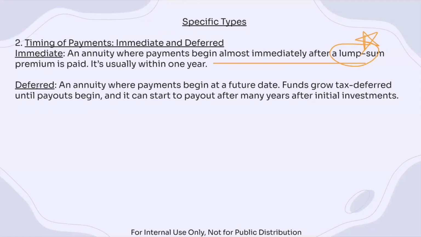But with deferred annuities, payments begin at a later time. And funds grow tax deferred, as I mentioned. That's important. What that means is that the funds grow, but they're not taxed until they're withdrawn. And so you can start paying out many years after the initial investments, maybe during retirement, at retirement ages or other years set by the annuitant for retirement.